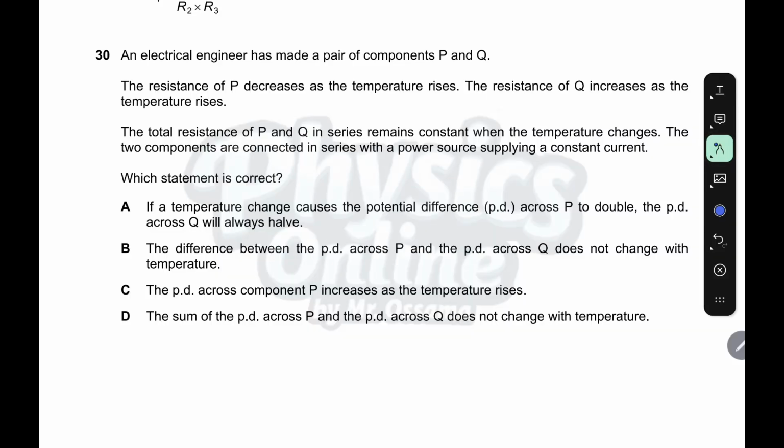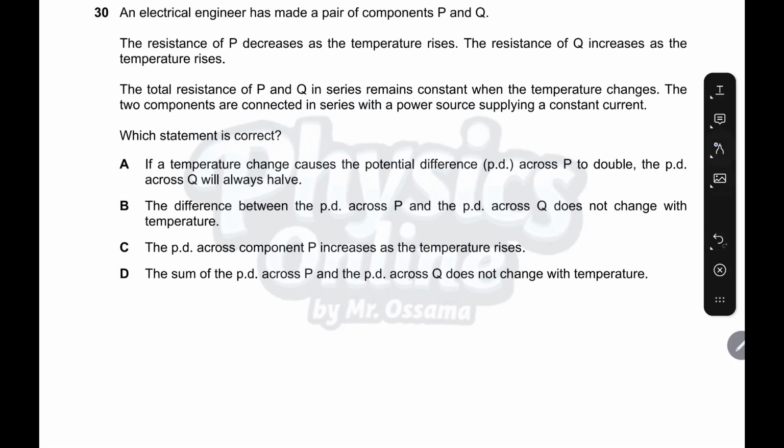An electrical engineer has made a pair of components, P and Q. The resistance of P decreases as the temperature rises. The resistance of Q increases as the temperature rises.